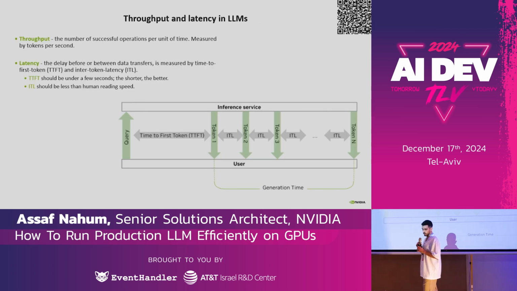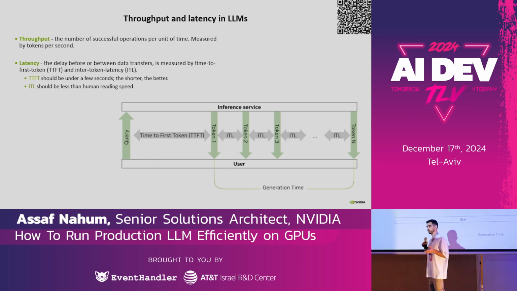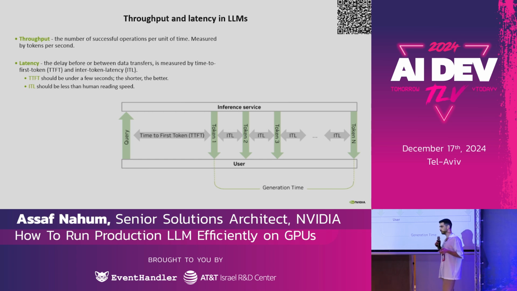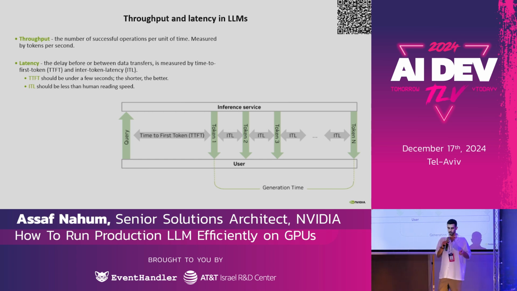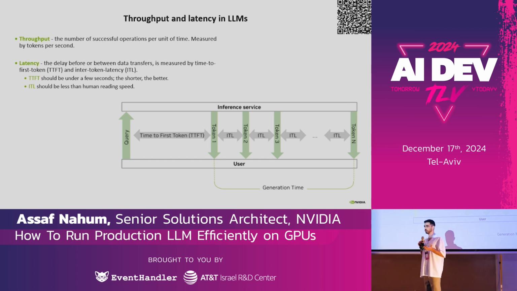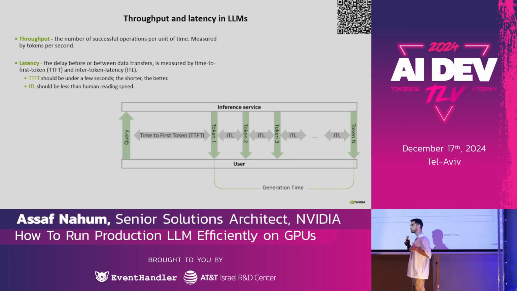The next challenge is the trade-off, and especially in LLMs, between throughput and latency. Throughput stands for the number of successful operations per unit time, and it is measured by tokens per second. So how many tokens, how many words we were able to generate in one single second. And we want this to be as high as possible. The second thing is latency. This is the delay before or between data transfers. And it is measured by time to first token, TTFT, and inter-token latency. TTFT should be under a few seconds or shorter. This is because if the user speaks with the chatbot, for example, we want him to receive an answer as fast as possible so it feels live. And ITL should be less than the human reading speed, because once the first token was generated, we want to always be ahead of the user when he starts reading.